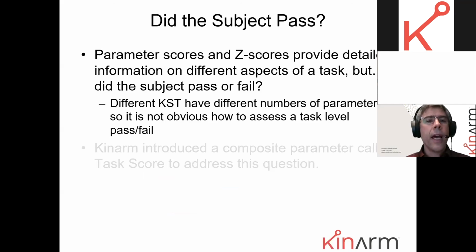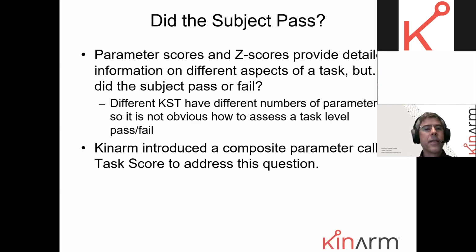One of the questions that we got as feedback from our customers after we started introducing Z-scores was they really want to know, did the subject pass the task? So if we look at the parameters in Z-scores, that gives us lots of details, gives us some insight into different parts of behavior for each different task, but it doesn't really necessarily provide an intuitive way to know, did the subject actually do well or not? And particularly, some tasks have just a few parameters, some have several dozen, so you can't come up with some overall, well, if they fail on 2 parameters, then they fail the task. That just doesn't work.